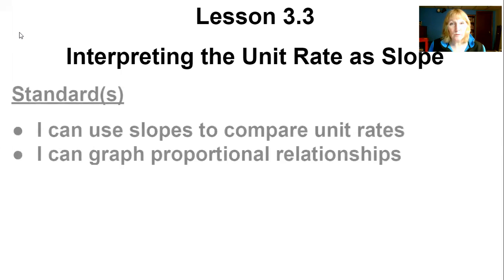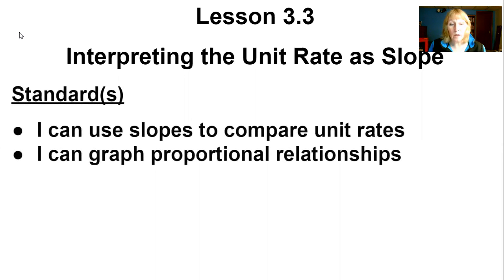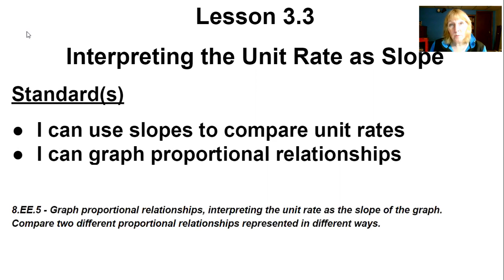Okay, the objectives for today are: number one, I can use slopes to compare unit rates. And number two, I can graph proportional relationships. This is from the EE5 standard: graph proportional relationships, interpreting the unit rate as the slope of the graph, and compare two different proportional relationships represented in different ways. So we're going to cover all of that today.